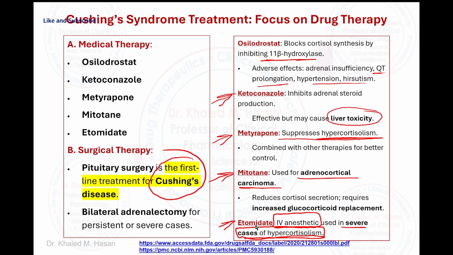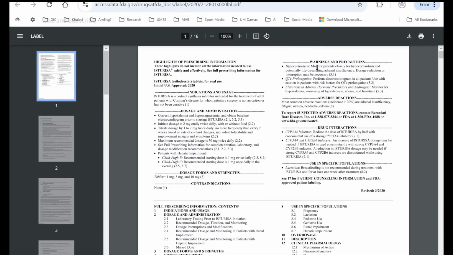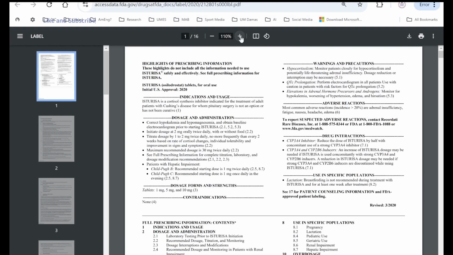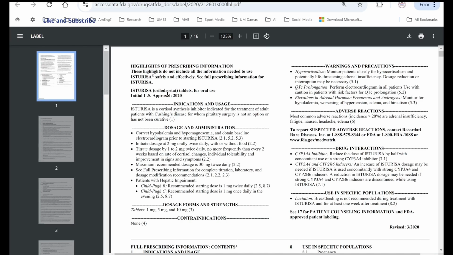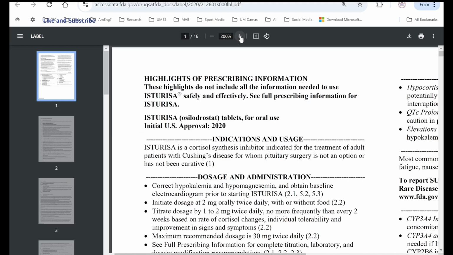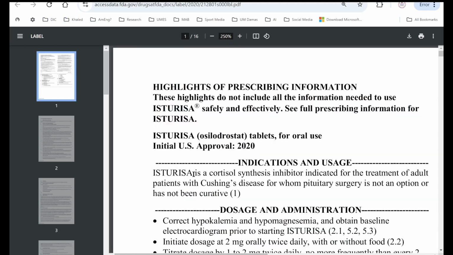Okay, so hypercortisolism. Etomidate, I will click on the link here. Let me share the screen. Okay, so you can see here this medication was approved in 2020, osilodrostat tablet for use. If you maximize the page, focus only on the brand name, Isturisa.